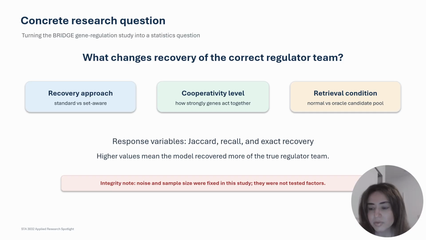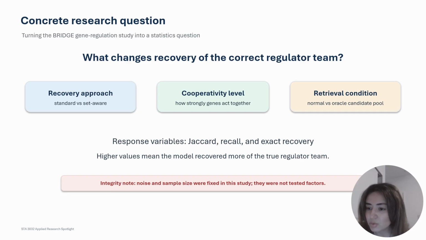The approaches we have are very straightforward: a standard approach versus our model. Cooperativity, which is a factor in our study, is basically how strongly genes act together. Retrieval condition means whether the model is using the normal retrieval or the complete retrieval. It's basically a special diagnosis setting where we force the true regulators to be in the candidate pool in our model.